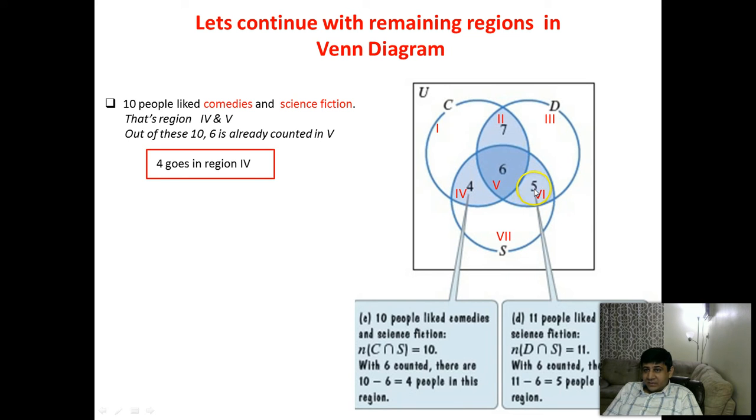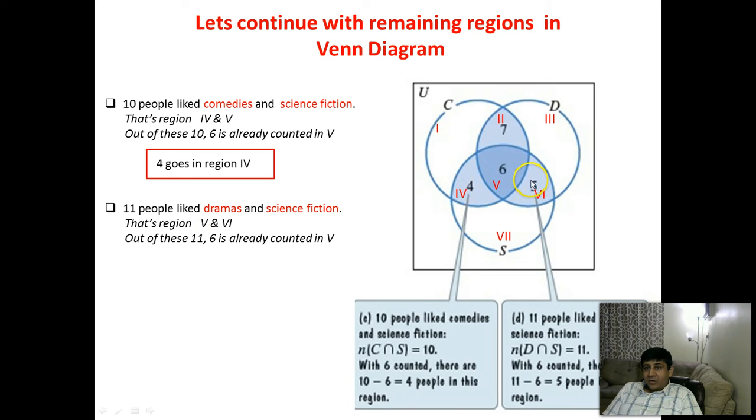Similarly, in region 6, we know that 11 people like dramas and science fiction. That is regions 5 and 6. Out of these 11, 6 is already counted in region 5, so the remaining 5 goes into region 6. So we filled almost all the inner parts of the Venn diagram: regions 5, 2, 6, and 4. In the next slide, we will work on regions 1, 3, and 7.